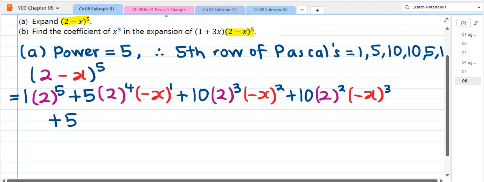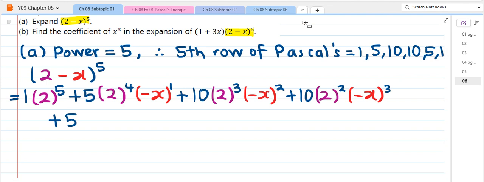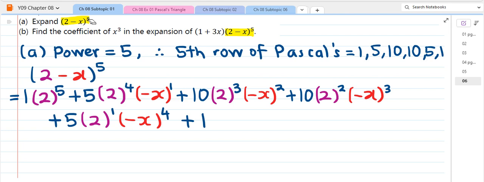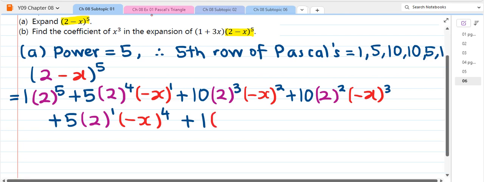as the coefficient, based on the next term, and the a will have a power of 1, and then the b, the negative x, will have a power of 4. And last but not least, the last term will have a coefficient of 1, and then there's no longer a, but we will have a b. The b, which is the negative x, will have a power of 5. So there we have it.